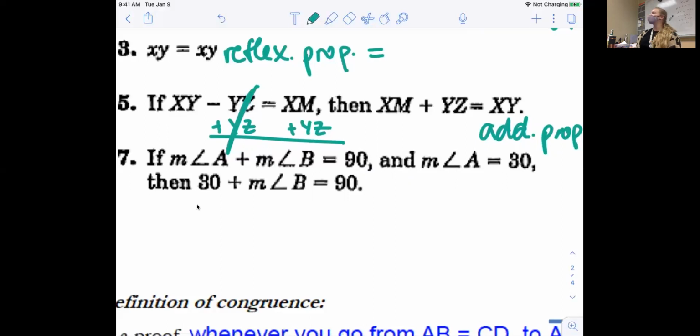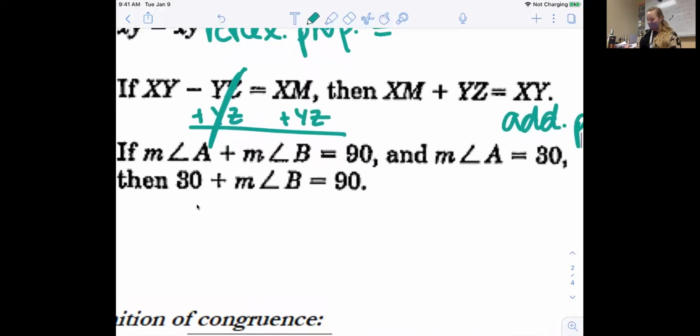Okay, what's the last one? I gotta clean your desk. What is this one? Who knows? Pay attention, last one. If measure of angle A plus measure of angle B equals 90 and measure of angle A equals 30, then 30 plus measure of angle B equals 90. Who thinks they know? I have 1, I have 2, I have 3, I have 4. I have Megan, what is it?